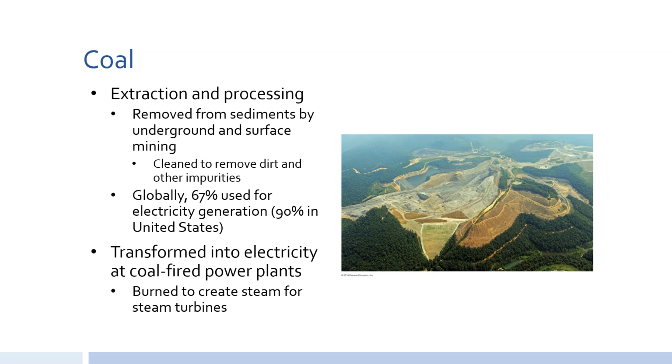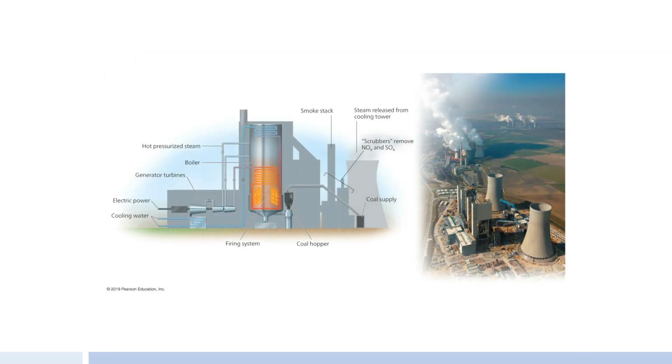Basically, we burn that coal to create steam to turn a turbine, and then we capture that energy from that spinning turbine. So here you can see a coal system. Here's our coal supply, our coal hopper, where we're burning this coal, heating this water, creating this pressurized steam that is then turning this turbine. Then we're gathering the electric power it's producing. And then we have to cool that off as well. There's steam released from that cooling tower, and then we have mechanisms in place to try to reduce the pollution that is coming out of a coal-fired power plant.